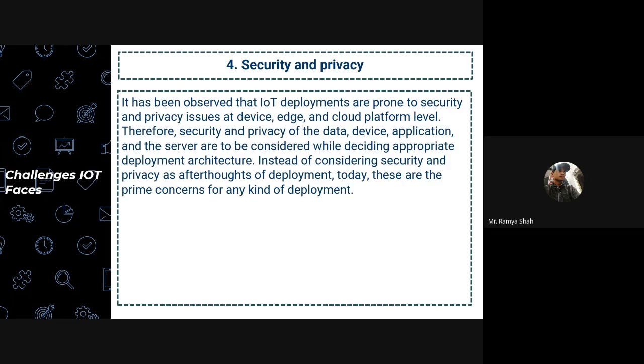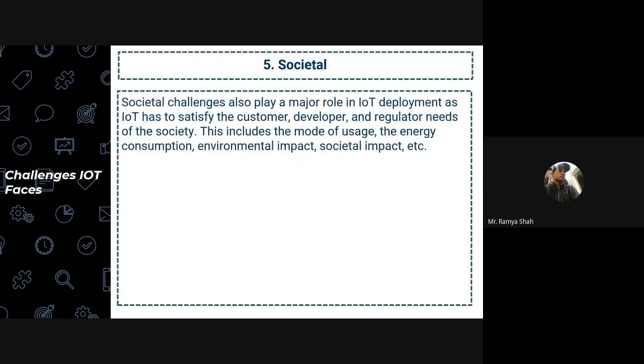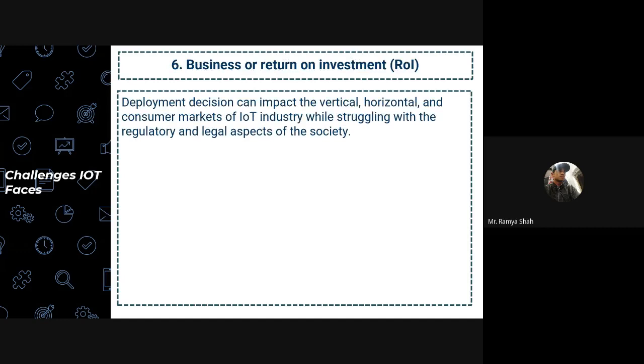Security and privacy. We had lots of discussions about security and privacy, and the societal. Societal is just a socialized concept of challenge where there are impacts of energy consumption, some environmental impacts of using those smart gadgets, and many more. Last and foremost, that's the business or return on investment. There can be different deployment issues. When you are planning to have your IoT gadget in a market, you will definitely be thinking about the ROI, that is return on investment. So that is again a challenge when you're talking about IoT technologies.